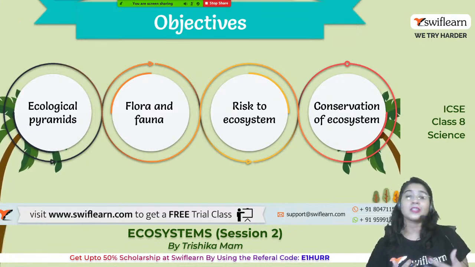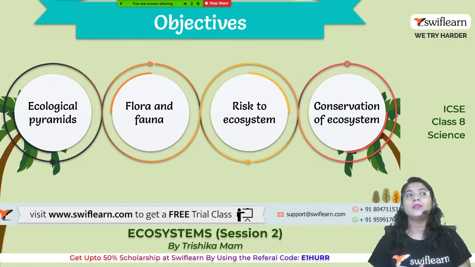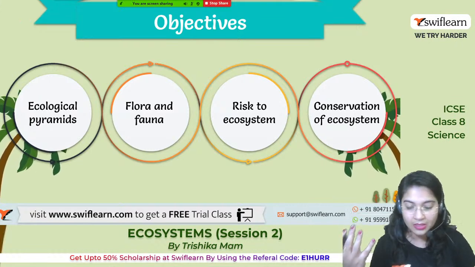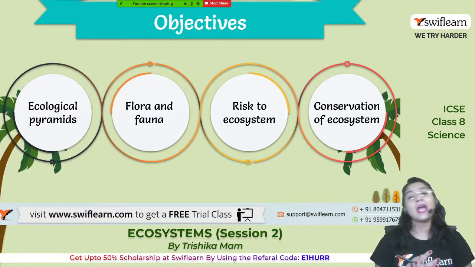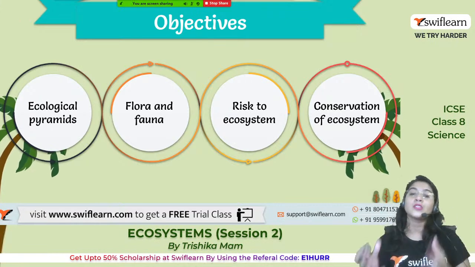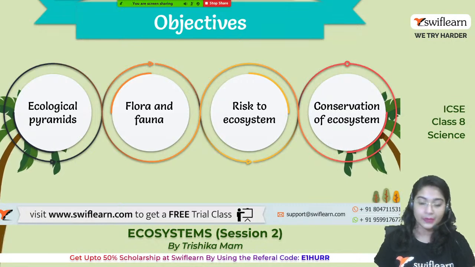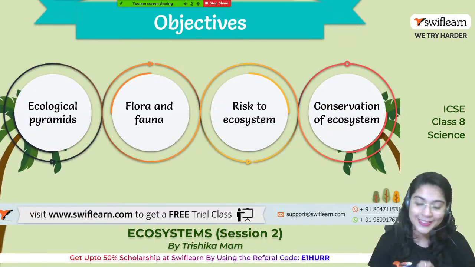Definitely the risk factors are all created by human beings, so this we have to check. Otherwise we will not be able to survive a long period of time in this environment, right? So what risks are there in the ecosystem right now, and how to conserve this ecosystem? To save our ecosystem from these risks, we have to conserve it properly, right? So how to conserve this, all the strategies we will discuss in today's session.